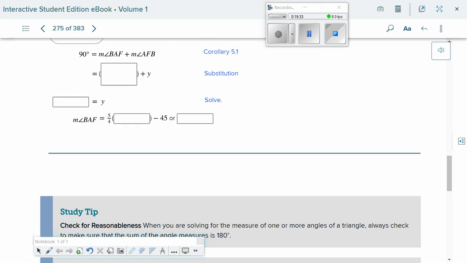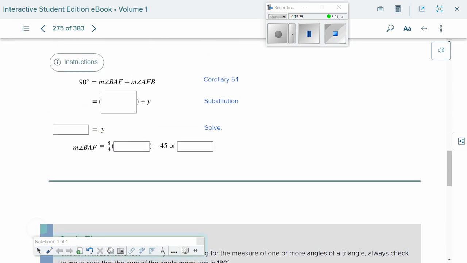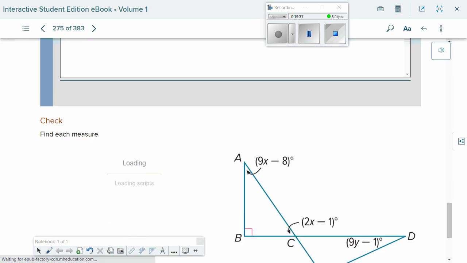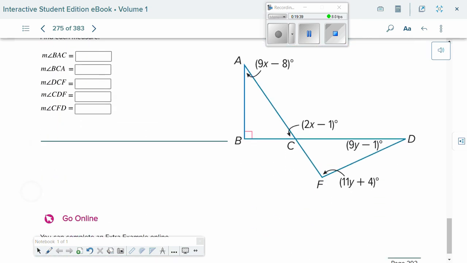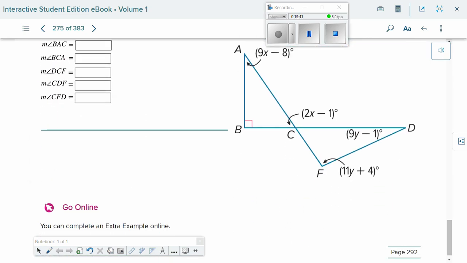So they're doing all the work here for you. I'm trying to conserve time and space. Okay, this particular question here, kind of doing the same thing a little bit. At least this triangle ABC, it's got a right angle right here. So that will let me take the 9x minus 8 and the 2x minus 1 and add them together.